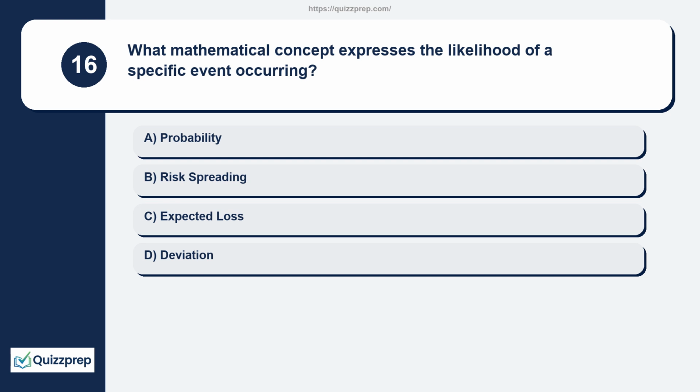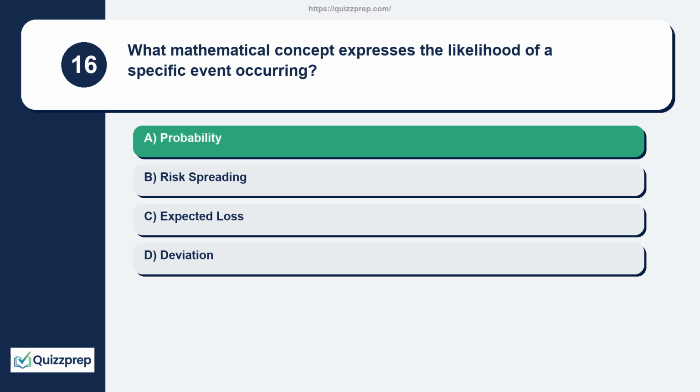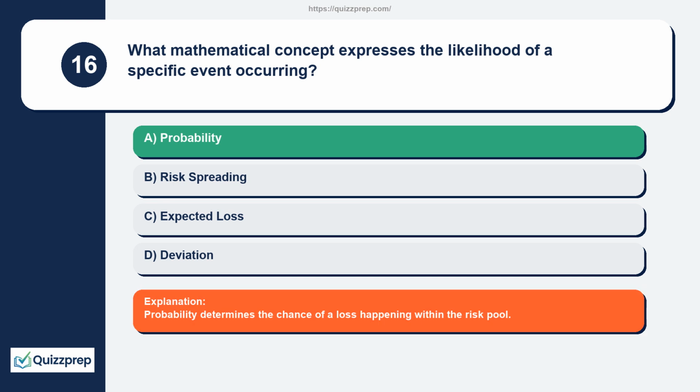Question 16. What mathematical concept expresses the likelihood of a specific event occurring? Probability, risk spreading, expected loss, deviation. Probability determines the chance of a loss happening within the risk pool.